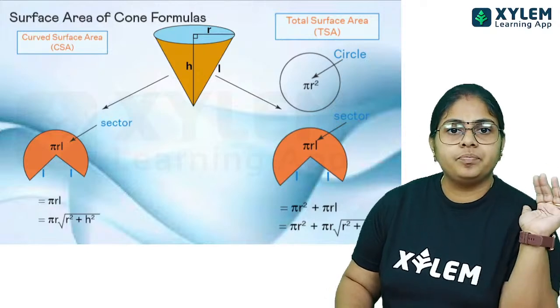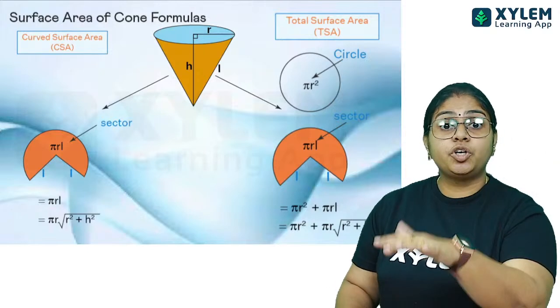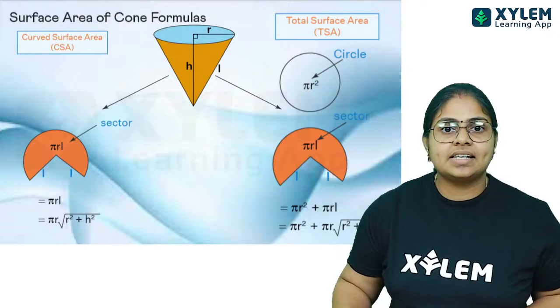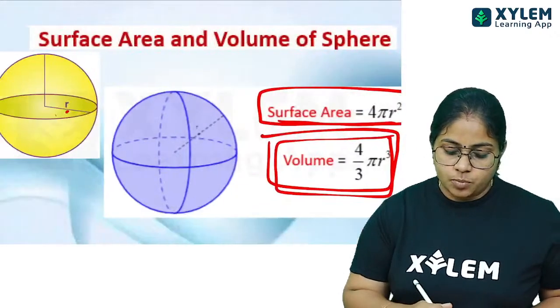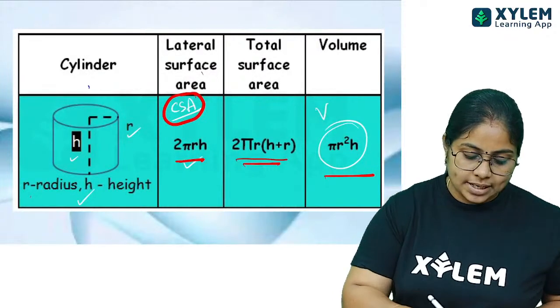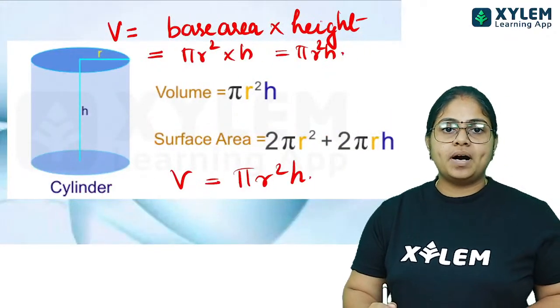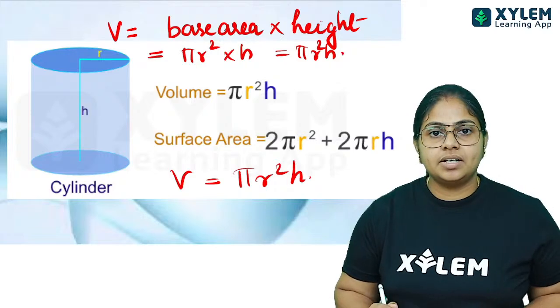Then cuboid. Cube is also there. That is 6a square, which I forgot to tell you. Along with the cuboid, we will be having the cube also. That is its total surface area. The volume of a cube is there, and 6a square is the total surface area.